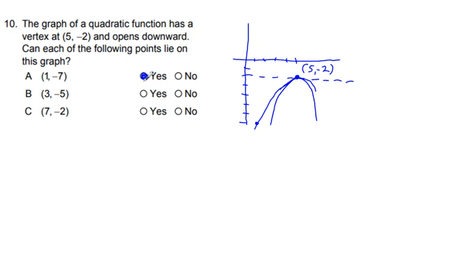(3, -5) could lie on the graph. So 3, 1, 2, 3 to the right, and 5 down. That could be right here also, couldn't it? Yes. What about (7, -2)? Well, (7, -2) is going to be right on this line, so we really can't have that one. So our third possible point is a no.